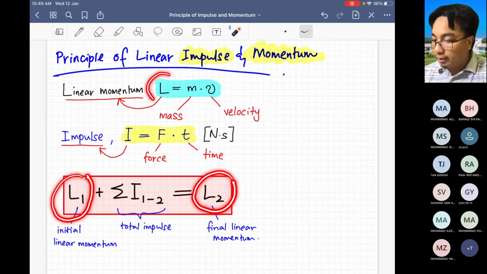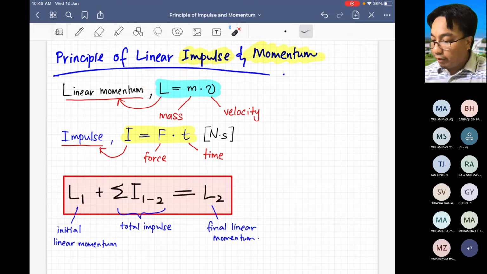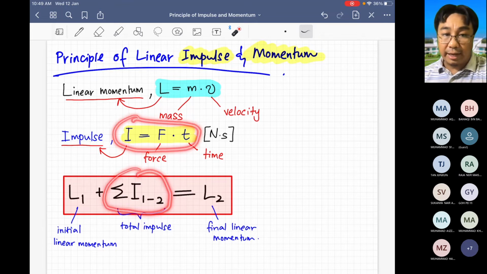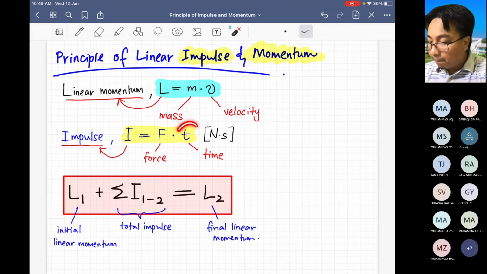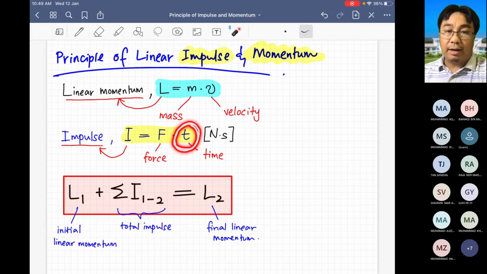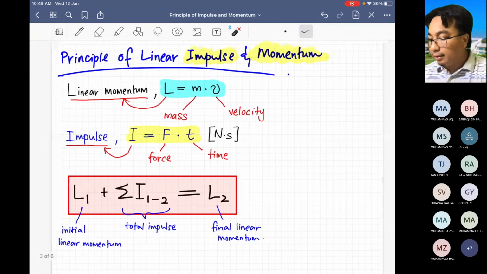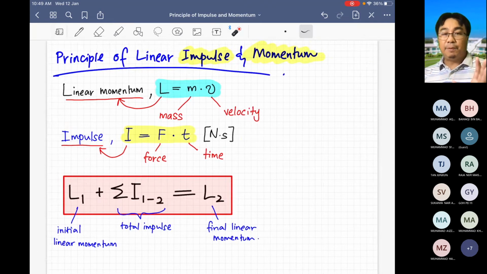And for the principle of linear impulse and momentum, we have to calculate the linear momentum L1 and L2 by using mass multiplied by velocity. And we have to calculate the total impulse, which is force multiplied by time. Okay, so that is the difference. The difference is here, at this time. For work and energy, we talk about displacement, how far it has moved, the distance. Now, for the principle of linear impulse and momentum, we talk about how long it moves. So you will see the difference in the question.